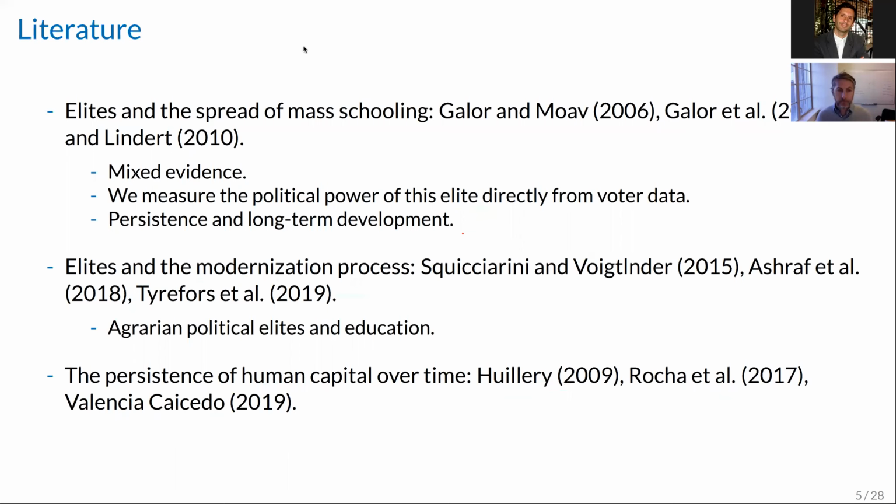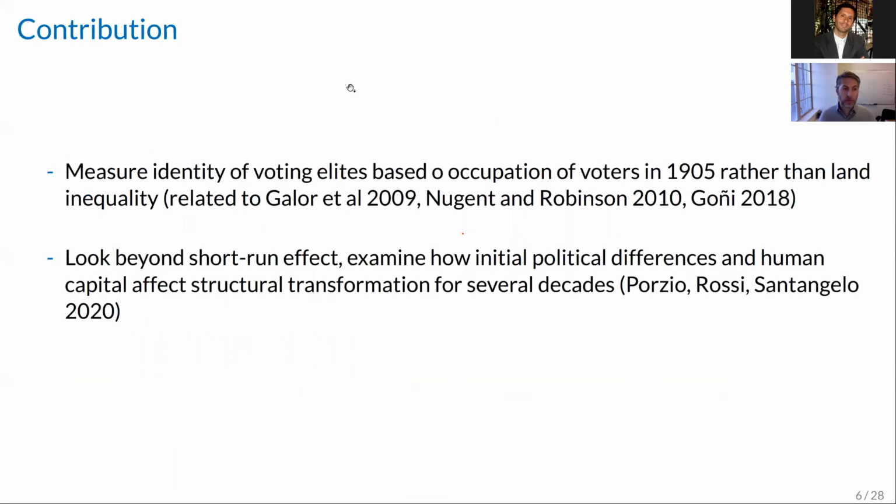All right. So just to make sure, as I move along the results, you keep an eye on the contribution of the paper. The way we view the contribution of the paper is, first, a different measure of the identity of the voting elite that most other papers don't do. The Go paper here is an exception for the case of England, where he uses biographical data on who were the MPs that were voting, and what type of elite they were coming from.